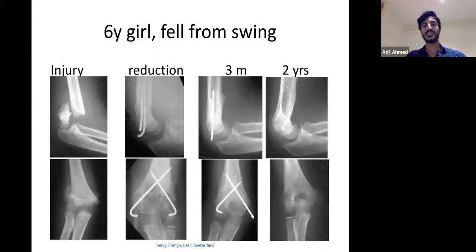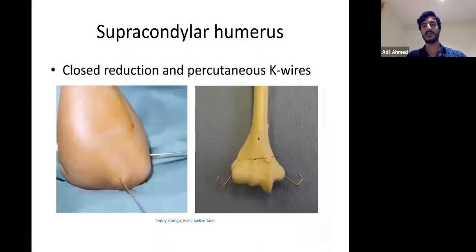So you can see this 6-year-old girl who fell from a swing, a very common scenario, falling from swings or trampolines, sustaining this supracondylar fracture in this weak area of bone. It was reduced and wired with 2mm wires, and you can see over time it has gone on to unite and remodeled very well. So there's just an example of the wires and which direction we put them in. They're crossed bicortical wires. You can use divergent lateral wires.